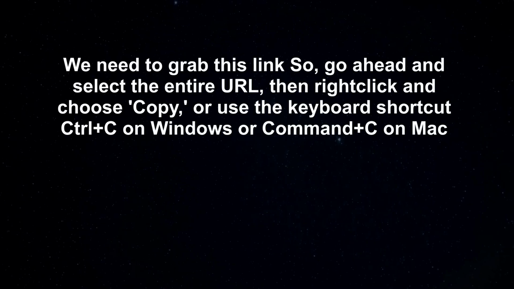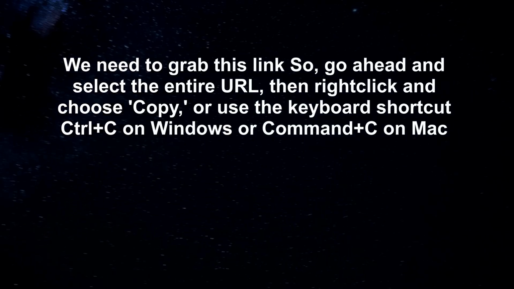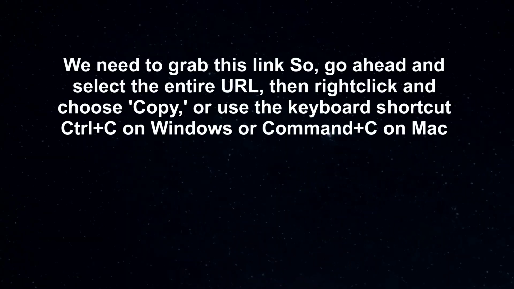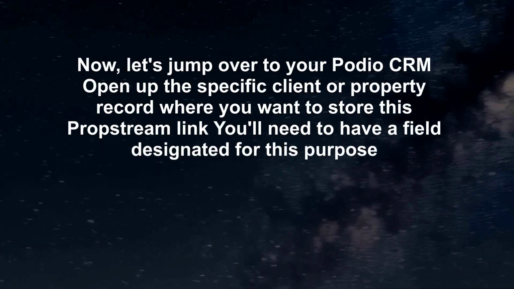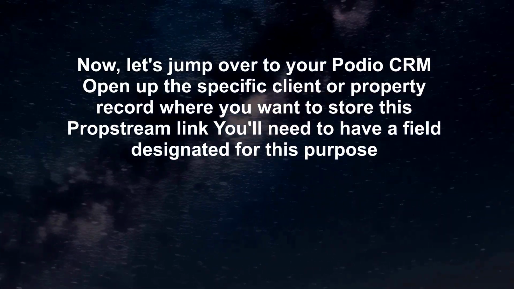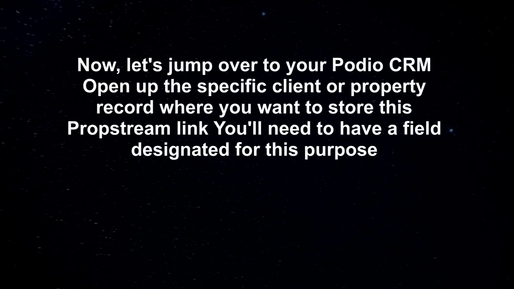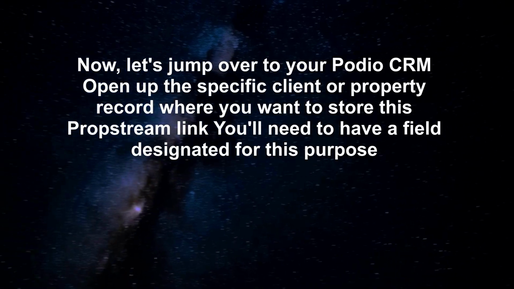We need to grab this link, so go ahead and select the entire URL, then right-click and choose Copy. Or use the keyboard shortcut Ctrl+C on Windows or Command+C on Mac. Now, let's jump over to your Podio CRM, open up the specific client or property record where you want to store this Propstream link. You'll need to have a field designated for this purpose.